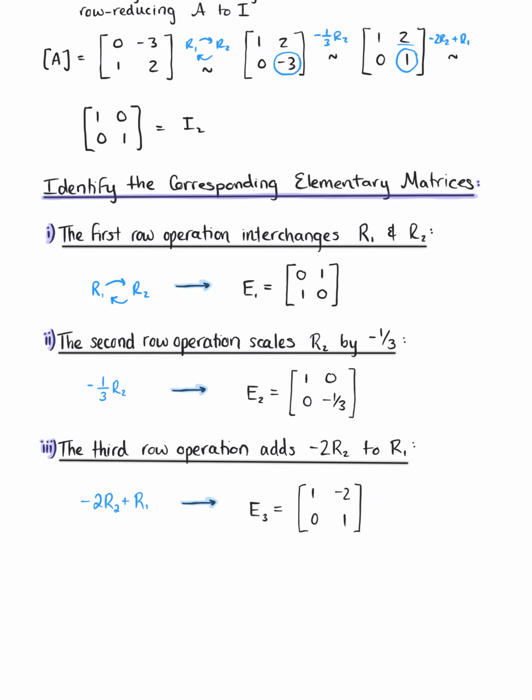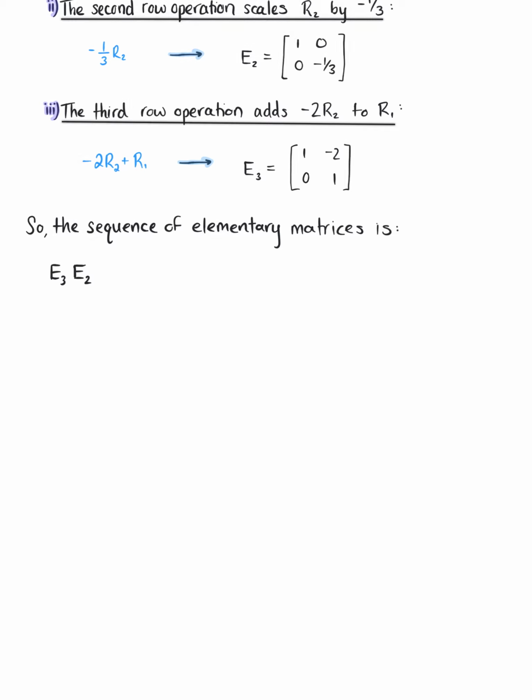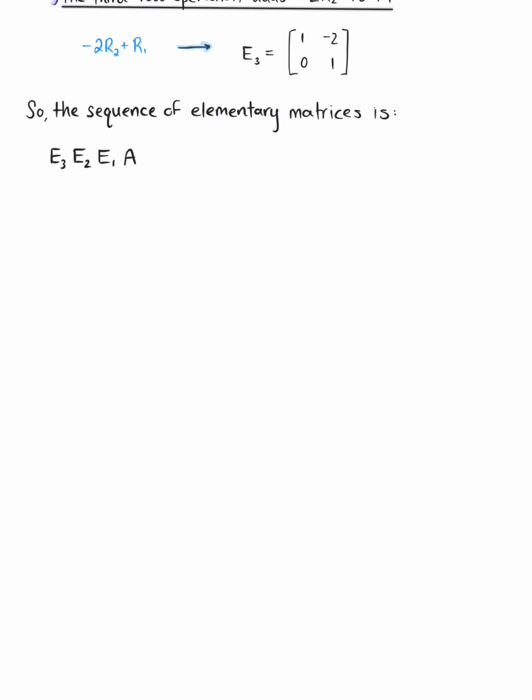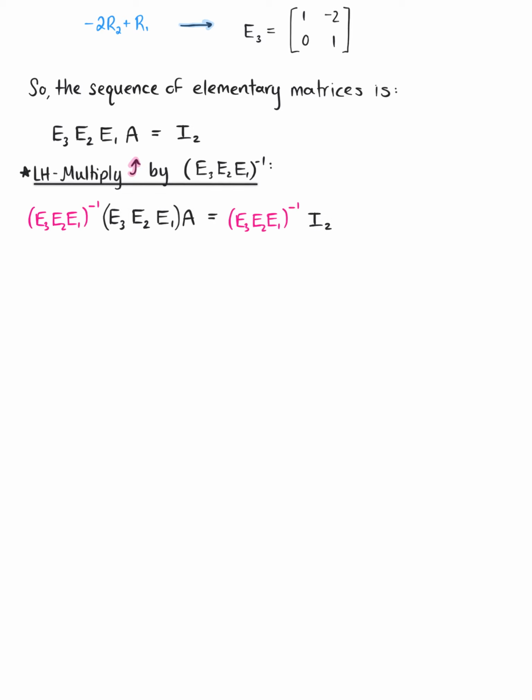So we can now see that the sequence of elementary matrices is E sub 3 times E sub 2 times E sub 1 multiplied by matrix A is equal to the 2 by 2 identity matrix. And from here, we can use the properties of invertible matrices to rewrite matrix A as a product of elementary matrices. So left-hand multiplying this equation by the inverse of the product E sub 3, E sub 2, E sub 1, and simplifying, we can see that matrix A is in fact equal to the inverse of E sub 1 times the inverse of E sub 2 times the inverse of E sub 3.